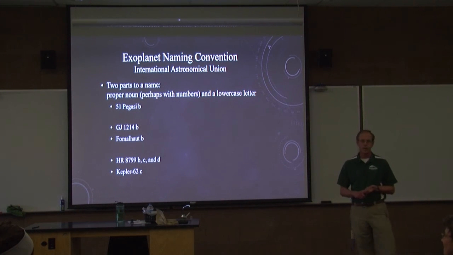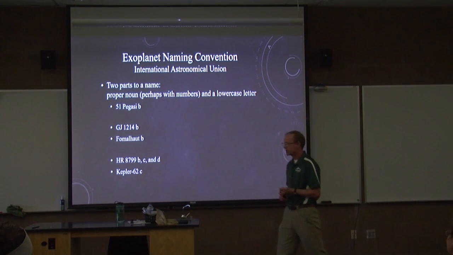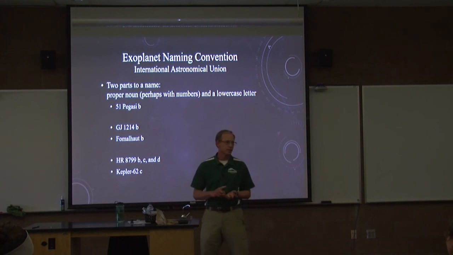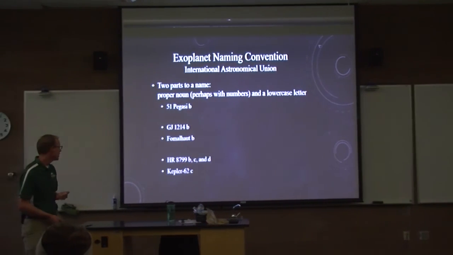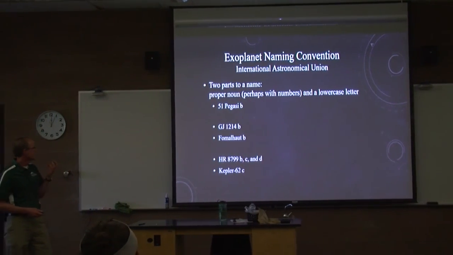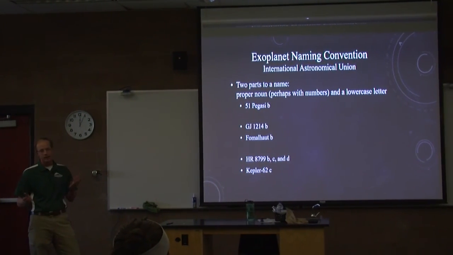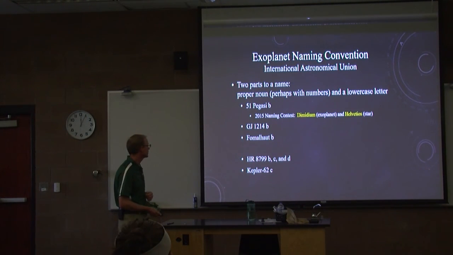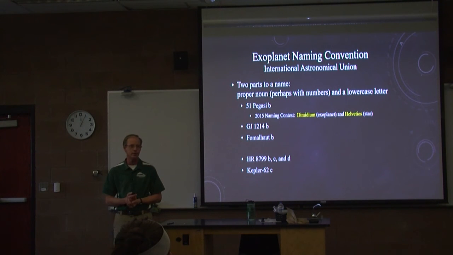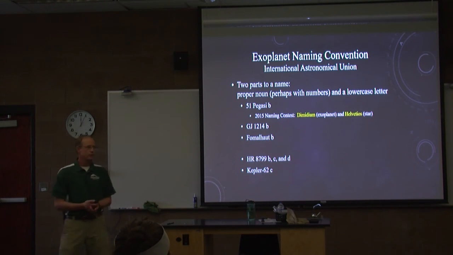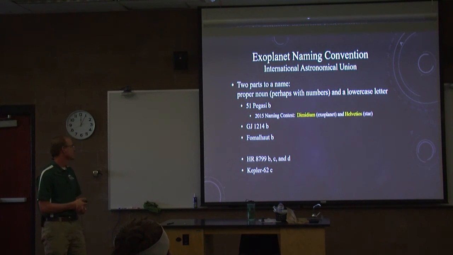Fomalhaut is just a common name for a particular star. Kepler-62 is not the name of a star. It's the name of a space observatory or a space telescope. So the proper noun can be varied. And in fact, the International Astronomical Union helped organize a contest to name things, again, in 2014 and 15. So 51 Pegasi b is now also named Dimidium, and the star has also been renamed.